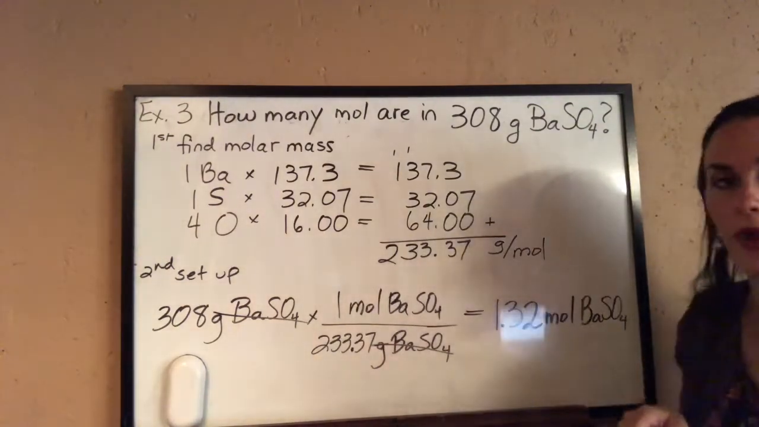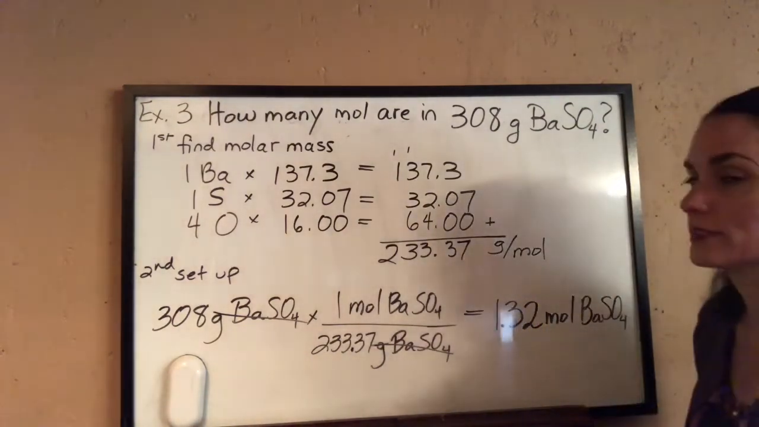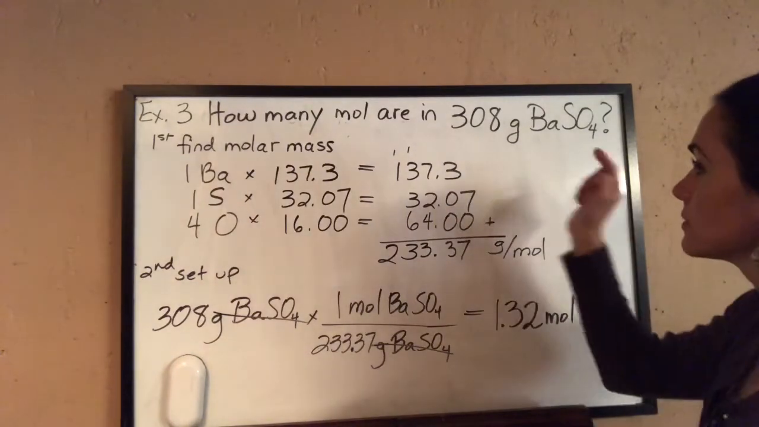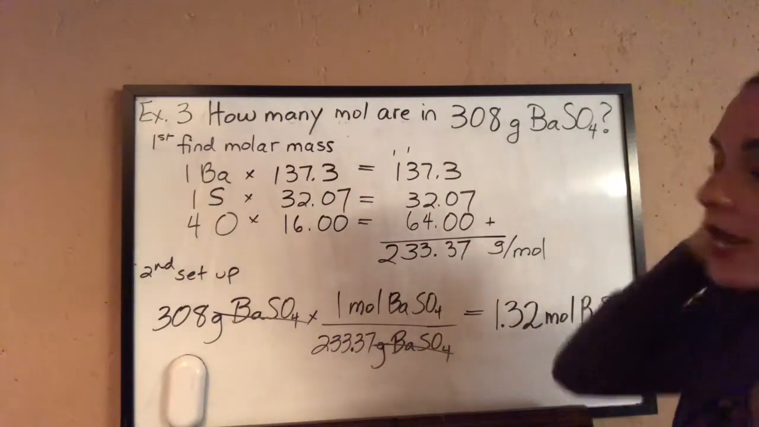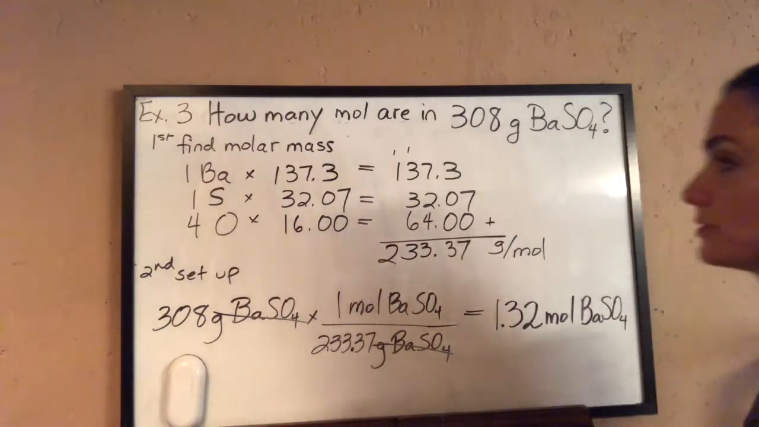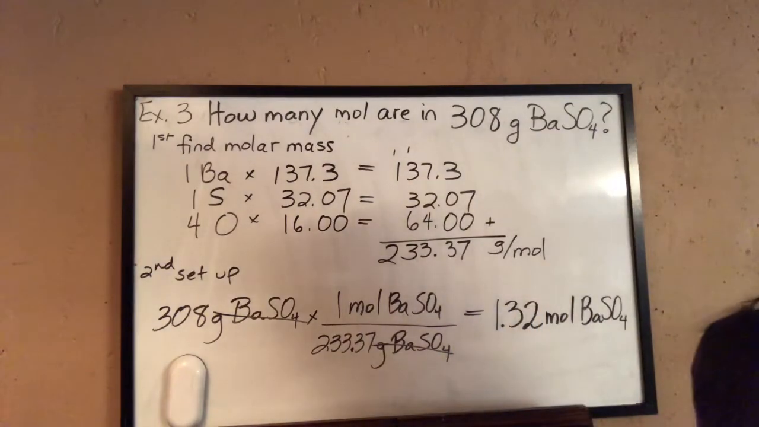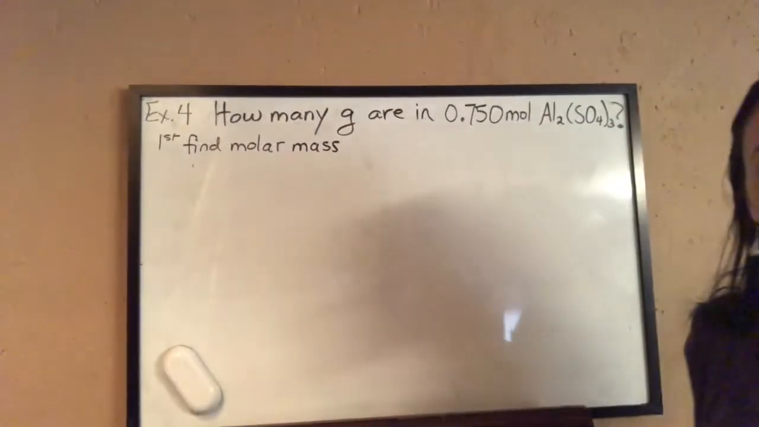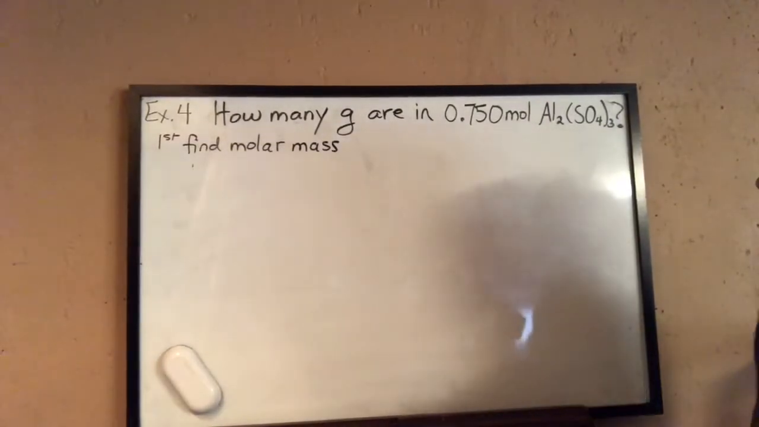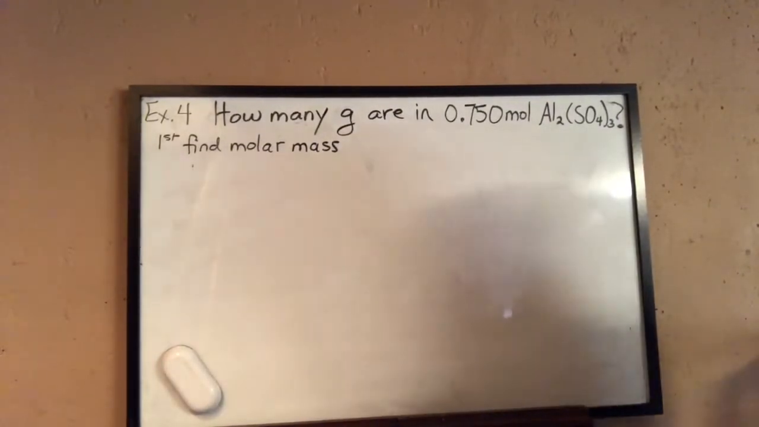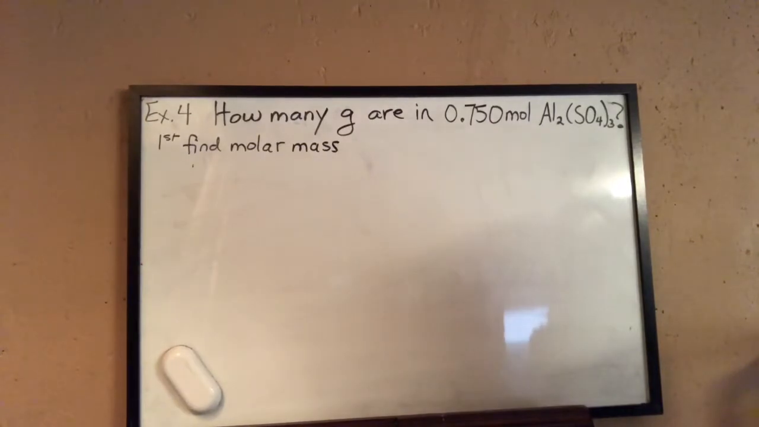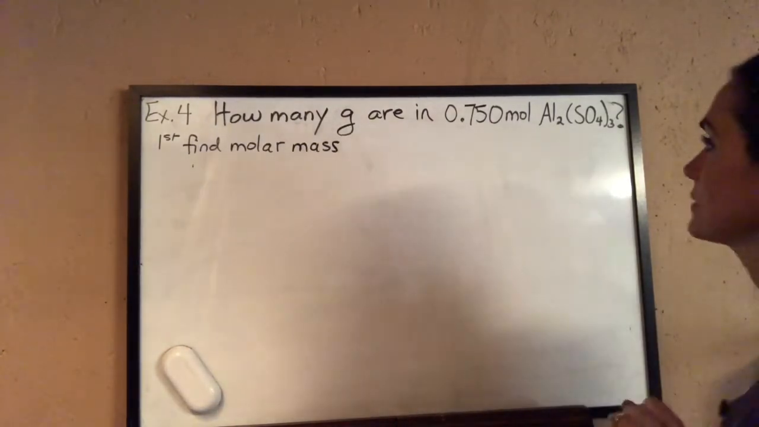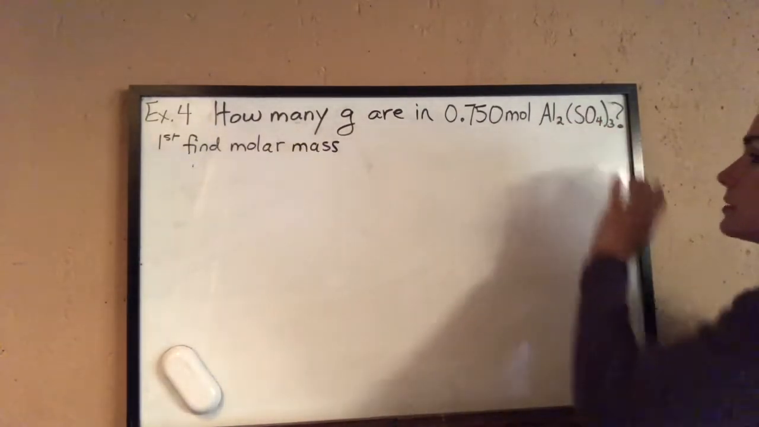I want to do one more problem with molar mass as a conversion factor. Let's do one where we find the grams if we're given the moles. Okay, let's do one more problem using molar mass as a conversion factor. How many grams are in 0.750 moles of aluminum sulfate?